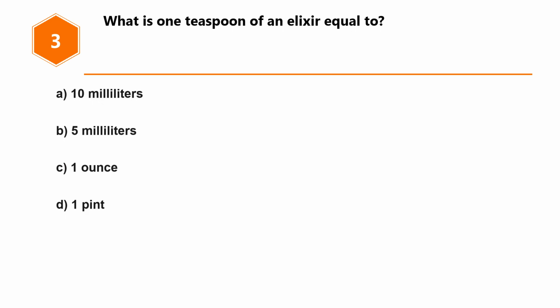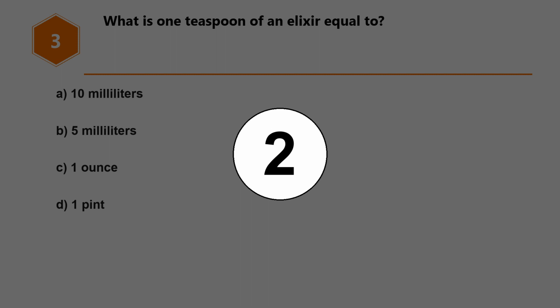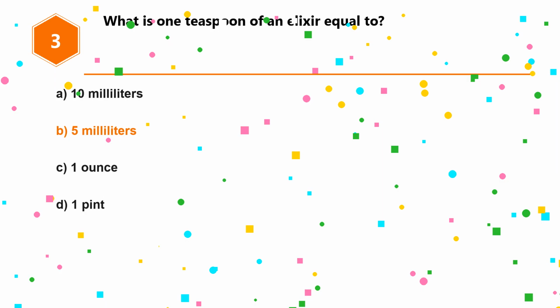Question 3. What is 1 teaspoon of an elixir equal to? Option A. 10 milliliters. Option B. 5 milliliters. Option C. 1 ounce. Option D. 1 pint. The correct answer is option B.